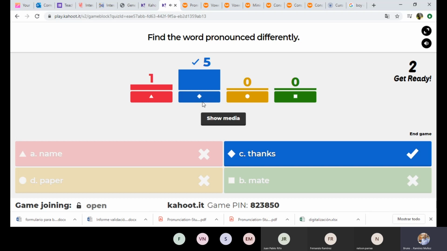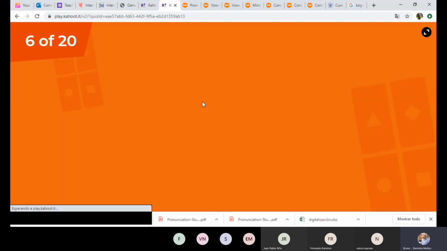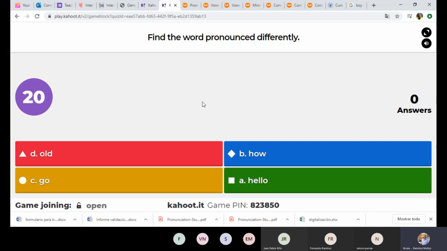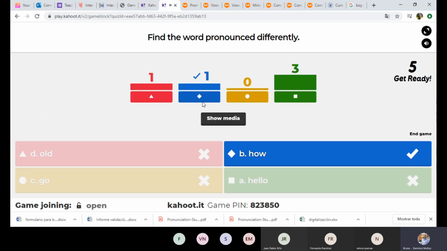Perfect. Thanks. With a trap, not with a diphthong. A, right? All right. La Blanca. Who's La Blanca? Give me the color. Green. Okay. Ow, how. The other ones were oh, old, go, hello.